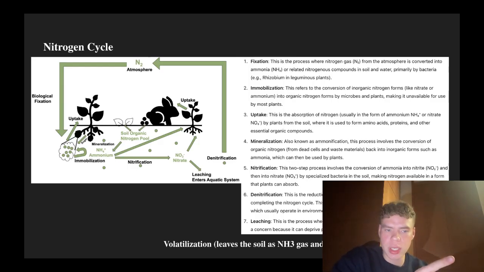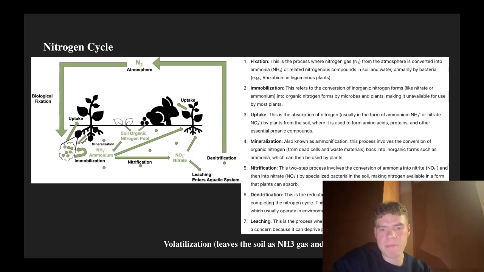And nitrification is a process where, let me make sure I'm reading this right. You can obviously see it right here. Nitrification is when ammonium, NH4 plus, is converted into nitrates by microbes. So nitrates and nitrites, NO3 and NO2, this is nitrification, converted from ammonium. And once again, those nitrates are also able to be absorbed by the plants to grow.